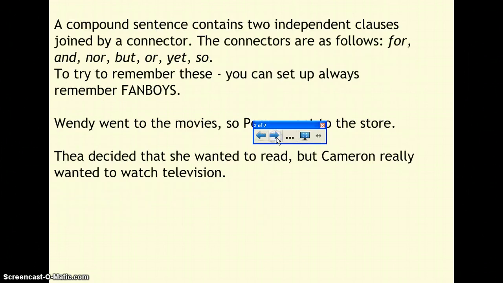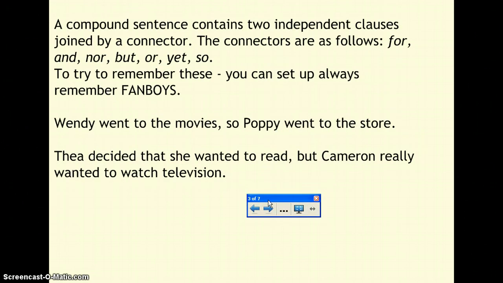Let's keep going. Now we get into the compound sentence. It contains two independent clauses, and they're joined by a connector. The connectors are as follows: for, and, nor, but, or, yet, so. If you want to remember these, you can remember FANBOYS: for, and, nor, but, or, yet, so.